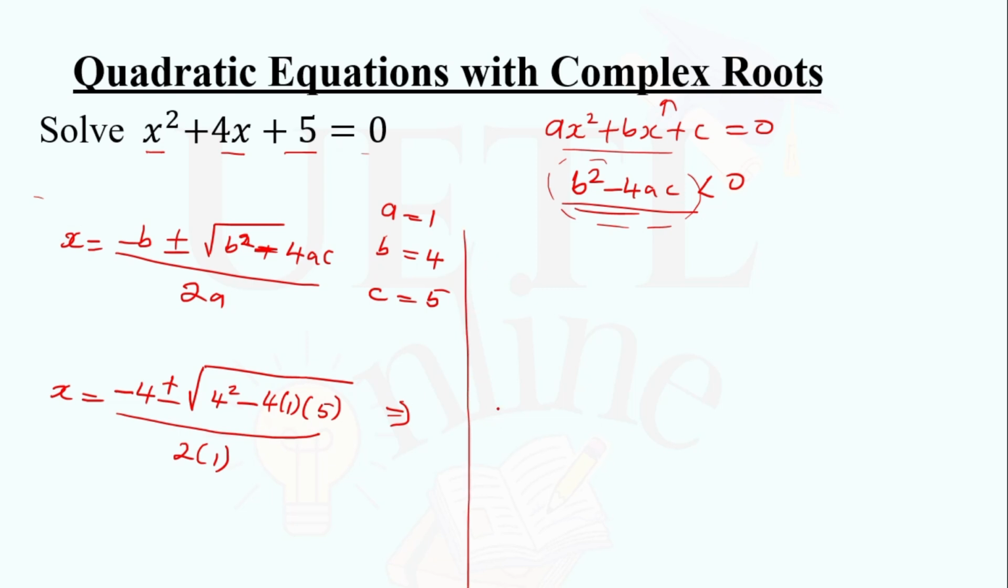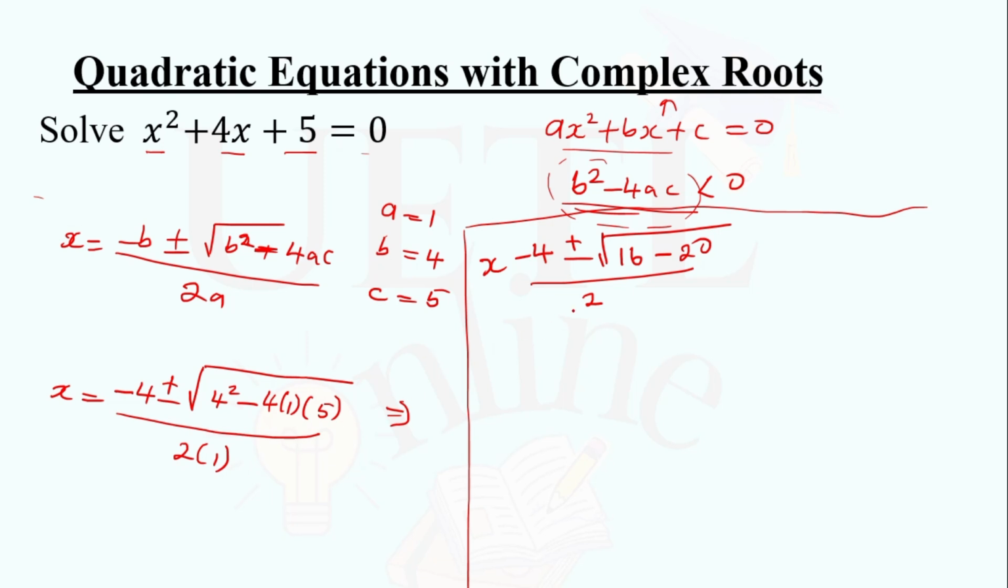Let me start from the top here. We get that x equals minus 4 plus or minus the square root of 4 squared, which is 16, minus 4 times 1 times 5, which is 20, over 2 times 1, which is 2. So our x value becomes minus 4 plus or minus the square root of minus 4, over 2. I remember I told you that whenever you see a root of a negative number like minus 4, we say it's the root of the positive number times i. This is the meaning of i: i just means the square root of minus 1.